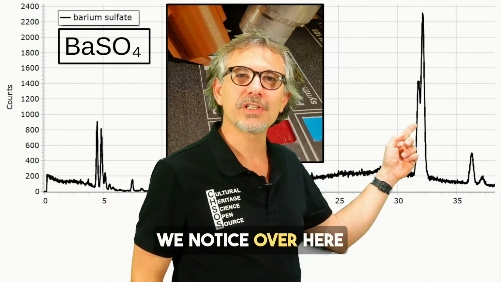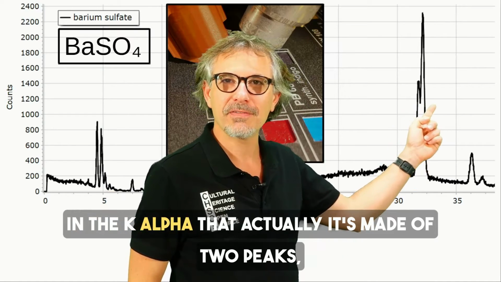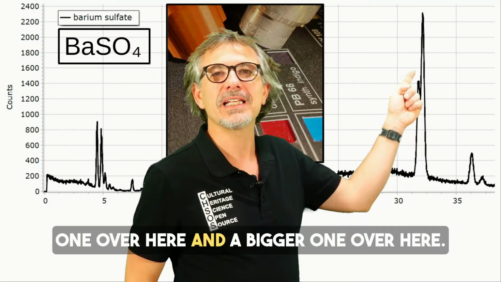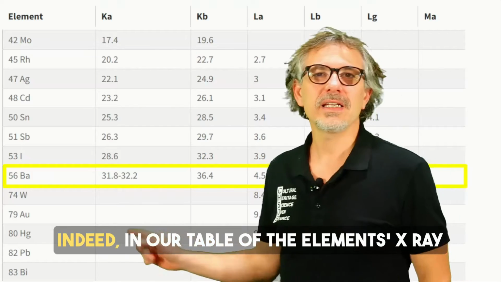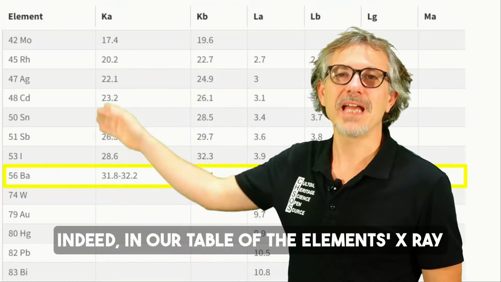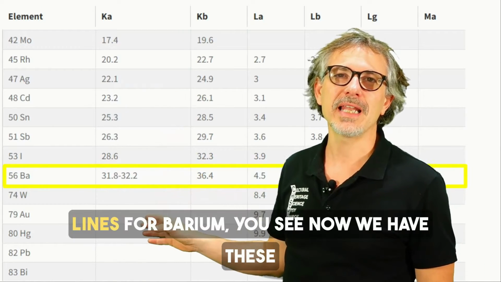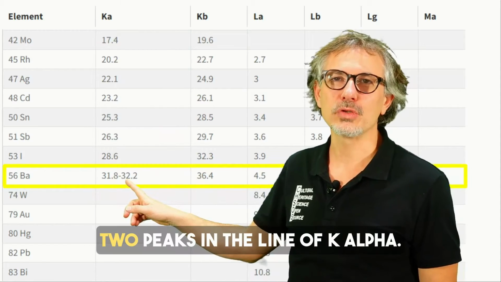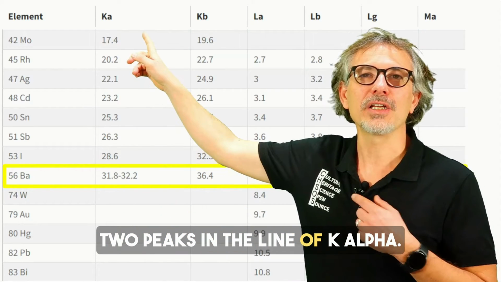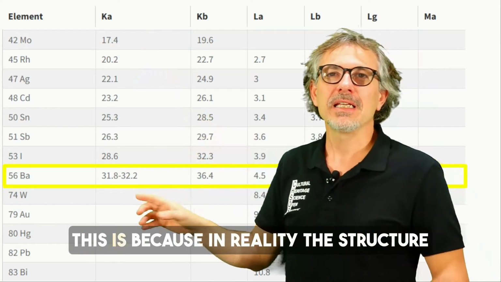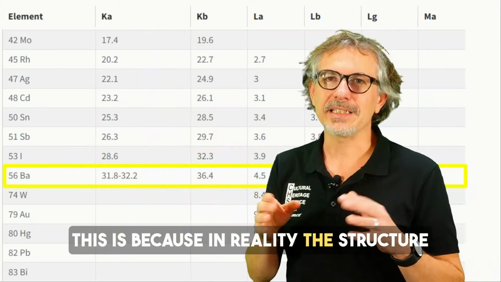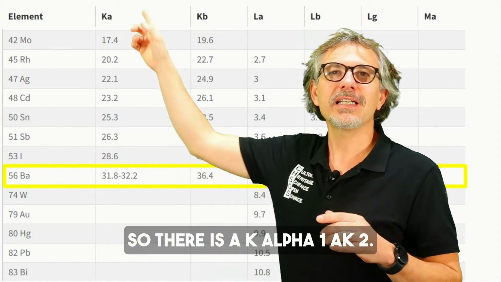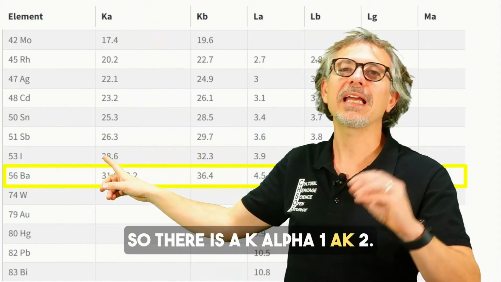We notice over here that the K alpha is actually made of two peaks, one over here and a bigger one over here. Indeed, in our table of the elements' X-ray lines, for barium you see we now have these two peaks in the K alpha line. This is because in reality the structure of the lines is more complex. So there is a K alpha 1 and a K alpha 2.